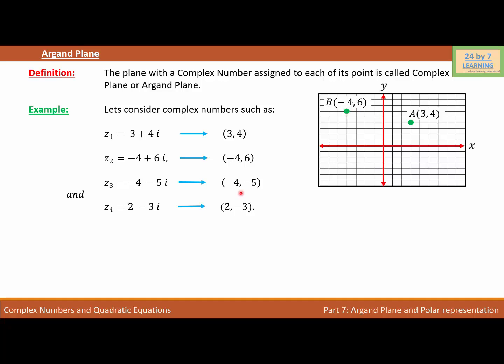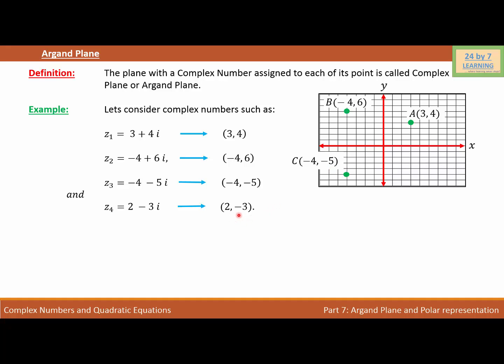Now let's consider the third point. My third point is (-4, -5). So I'm going to go 4 negative on the x-axis and 5 negative on the y-axis because both are negative. So I will go 1, 2, 3, 4, 1, 2, 3, 4, 5. And this is my point C, which is basically (-4, -5).